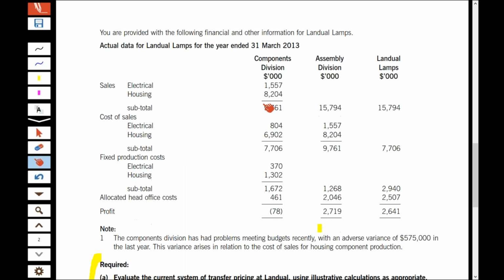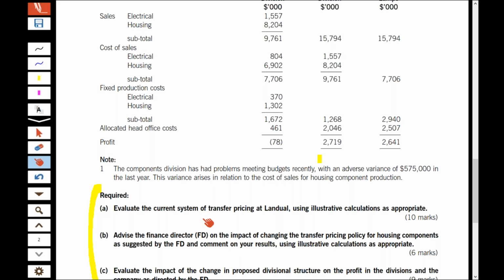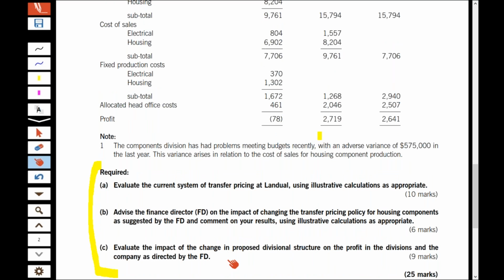We are being provided with the financial and other information for Landwell lamps, for component division, and for assembly division. The next thing is, it says the component division has had problems meeting budgets recently with an adverse variance of 575,000 in the last year. This variance arises in relation to cost of sales for housing component production. So now it says evaluate the current transfer pricing at Landwell using illustrative calculation as appropriate. Advise on the impact of changing the transfer pricing policy for housing components as suggested by FD and comment on results. Evaluate the impact of the change in the divisional structure.